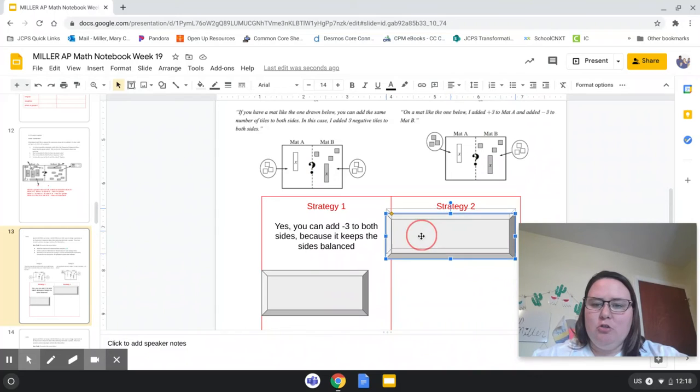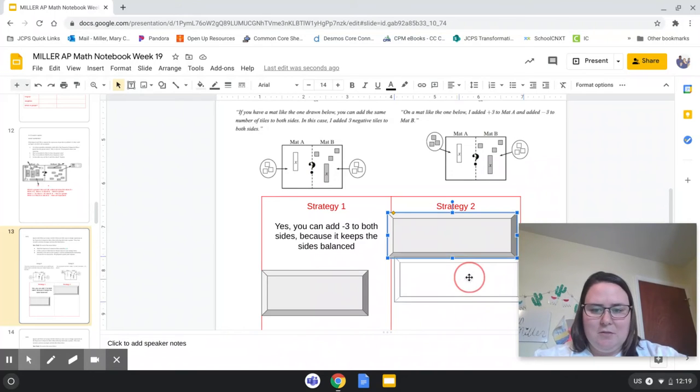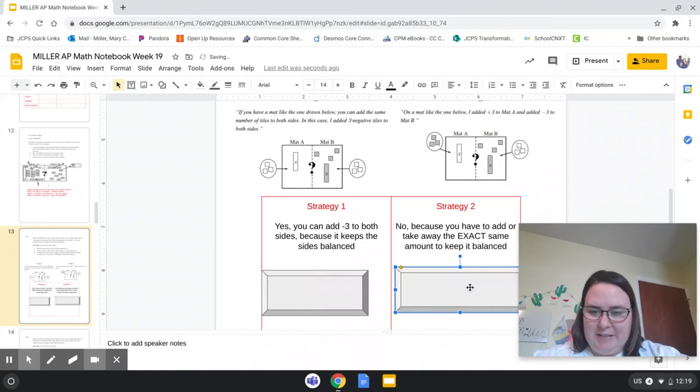Okay, strategy 2 says that on a mat like the one below, I added positive 3 to mat A and negative 3 to mat B. So can we give $3 to one person and take $3 from the other person? Does that keep it balanced? No, you say. No, you cannot. So no, this is not legal because you have to add or take away the exact same amount in order to keep things balanced.